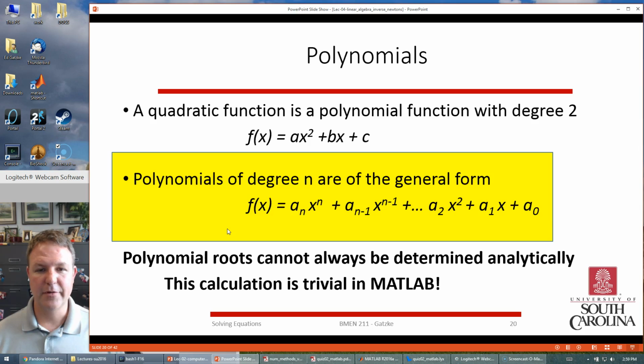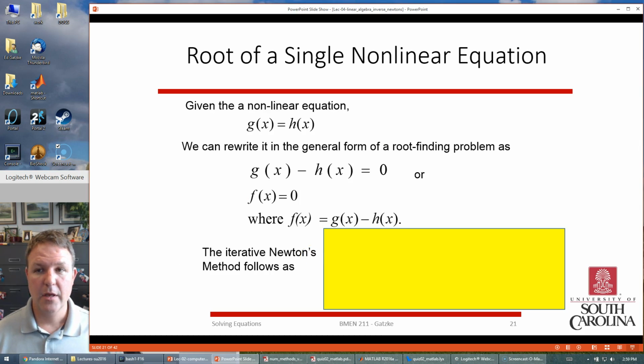The general polynomials have a more complex form, where an nth order polynomial has n plus 1 coefficients. We have a constant value, we have the linear term, we have the quadratic term, and then we go all the way out, all these a values, up to a_(n minus 1), a_n. These are all polynomial coefficient models. We cannot always determine these analytically. Again, for higher order polynomials, you can't find them. But it's very trivial if you have numerical values for the polynomial, we can find the roots of this equation trivially in MATLAB.